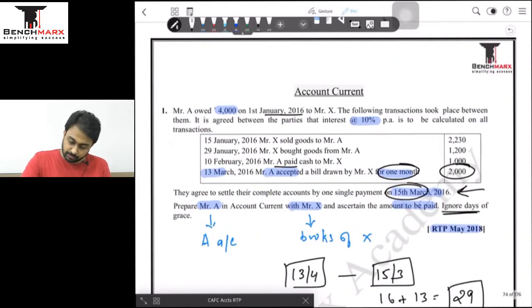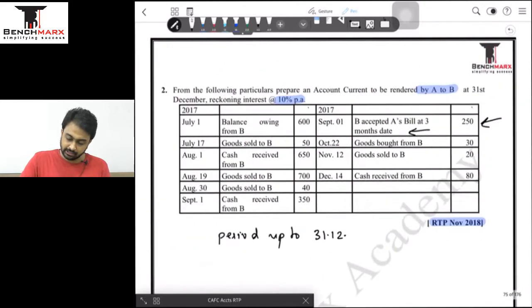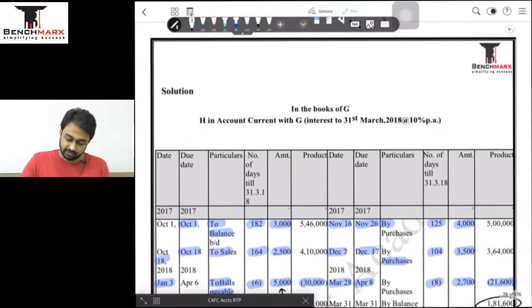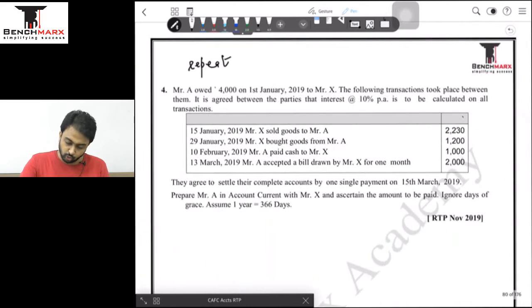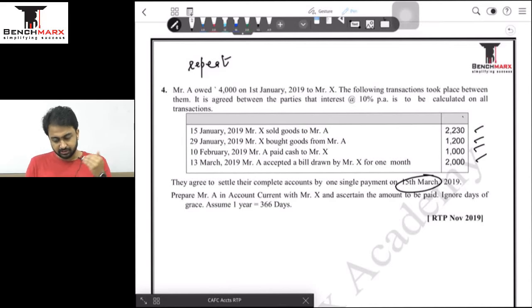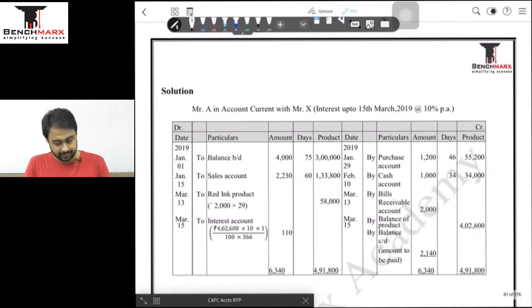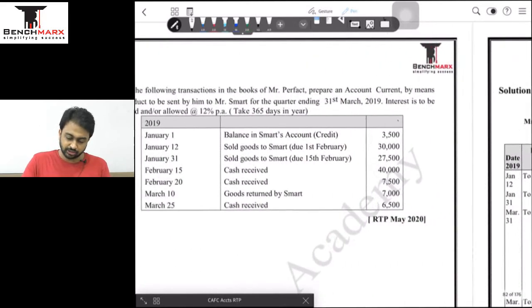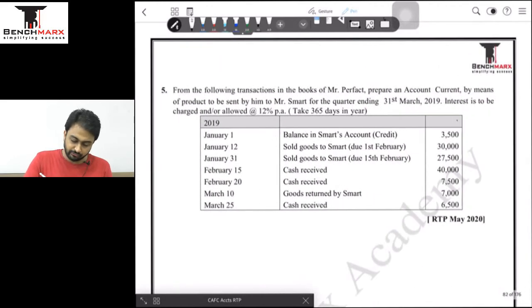Amounts were 2230, 1200, 1000 and 2000, and 15th March was the due date. So I think the amounts, the dates, everything is the same: 2230, 1200, 1000, 2000, 15th of March. So everything is the same, so it is a repeat question. So we will not be discussing question number 4, which means we are only left with one more question, question number 5, and that is what we'll be starting.